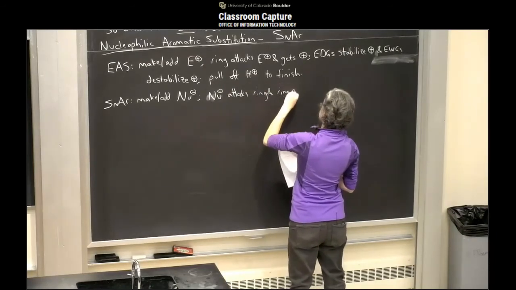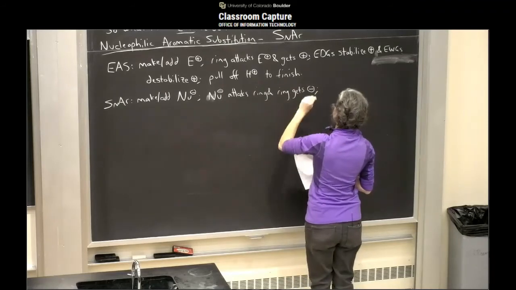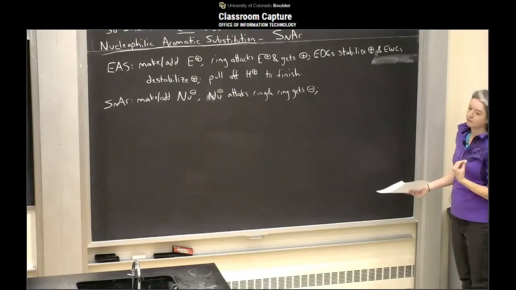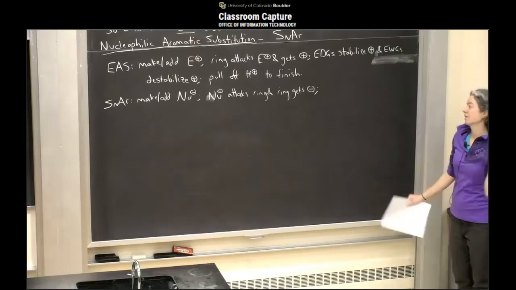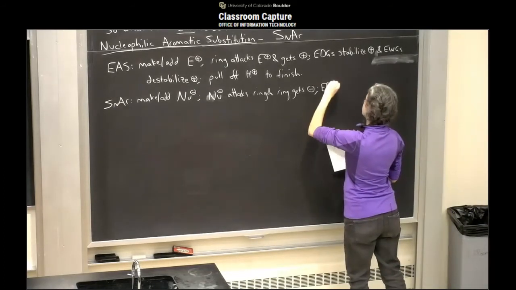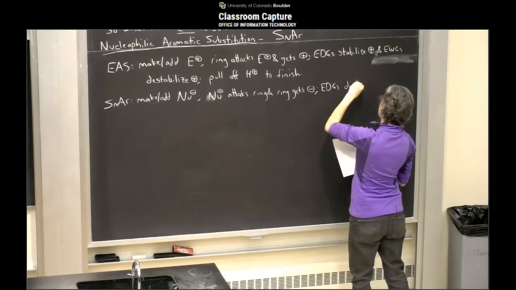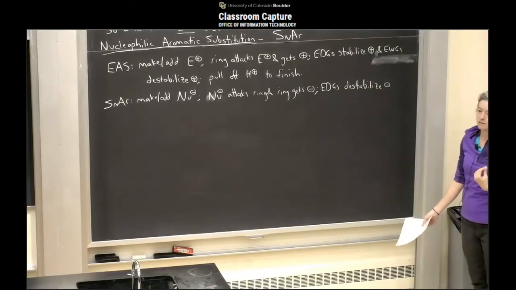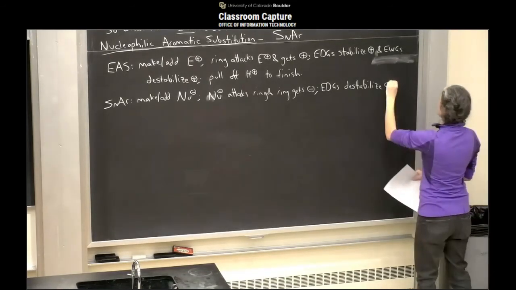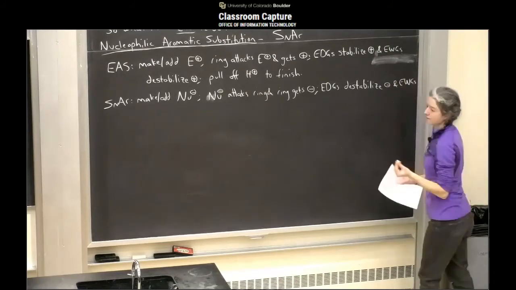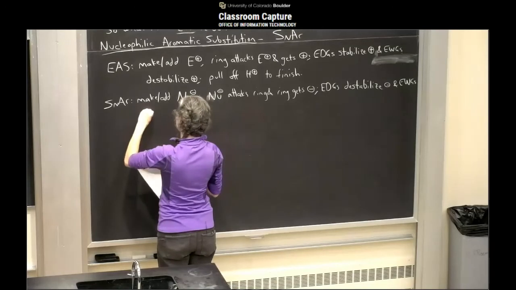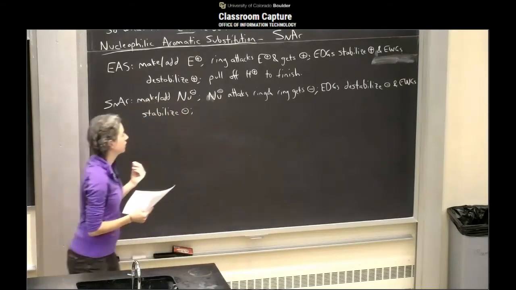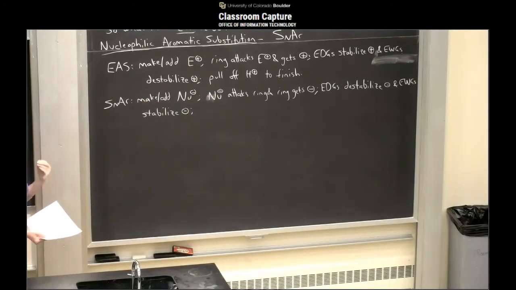So the ring now gets a negative charge. So everything that we learned from before about electron donating groups being activating and electron withdrawing groups being deactivating, now it's flipped. So electron donating groups destabilize the negative charge because we don't want to shove any more electron density into the ring. It's got too much already. Electron withdrawing groups stabilize it. So all of our activating and deactivating stuff is flipped.